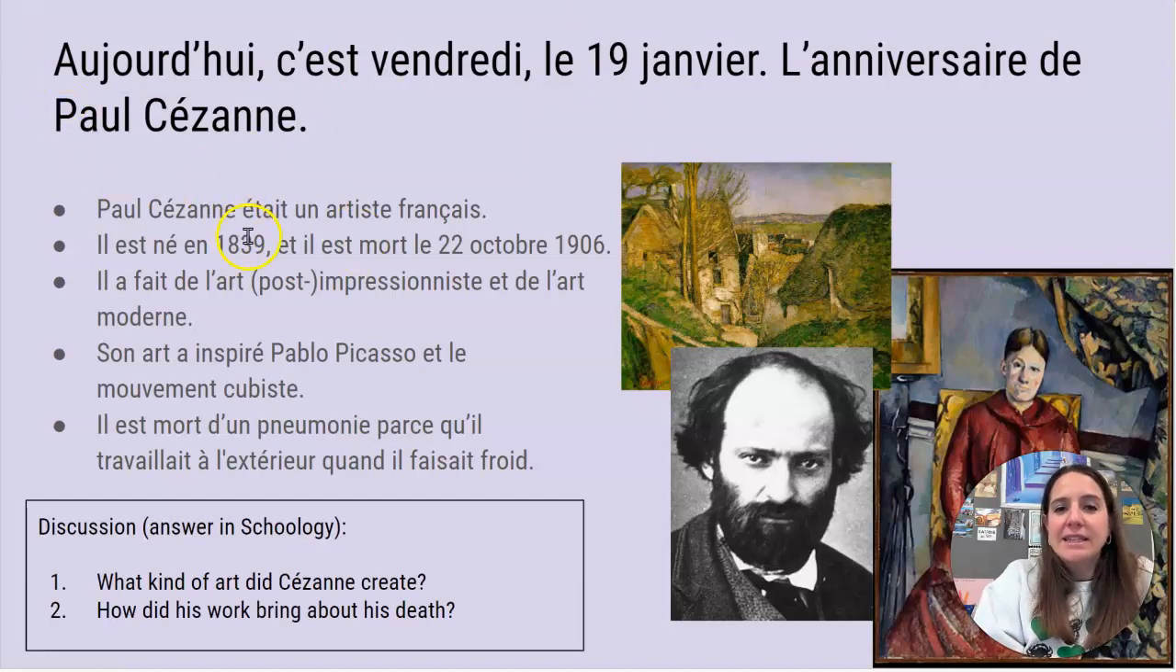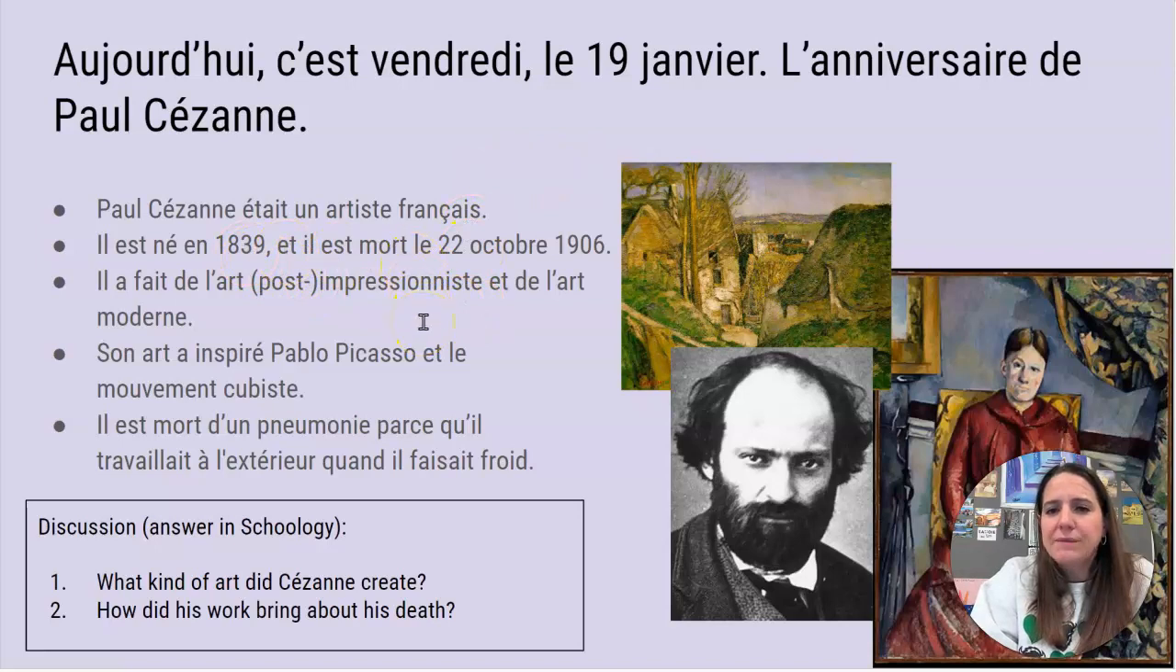Paul Cézanne était un artiste français. Il est né en 1839 et il est mort le 22 octobre 1906. Il a fait de l'art post-impressionniste et de l'art moderne. Donc voici deux exemples de l'art de Paul Cézanne.